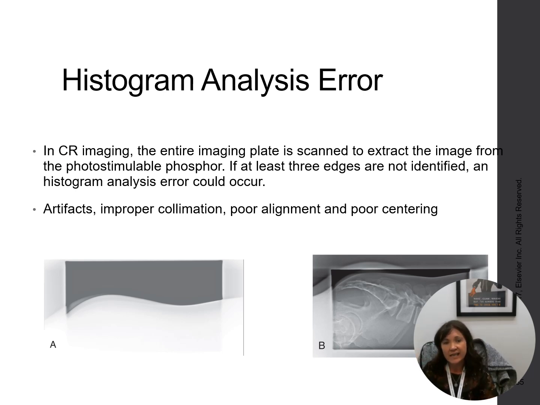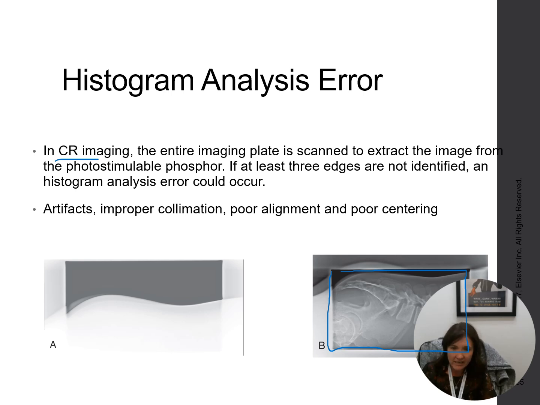So in CR, in computed radiography with our reader, the entire imaging plate is scanned to get the image from the PSP. If at least 3 edges are not identified, a histogram error can occur. We have to be really careful because of this with CR imaging that we collimate equally on all 4 sides. Otherwise, it has trouble identifying the volume of interest. And so it can cause really significant challenges with your histogram error.